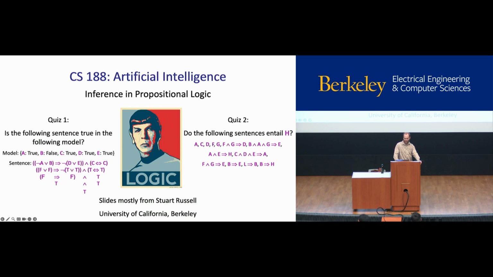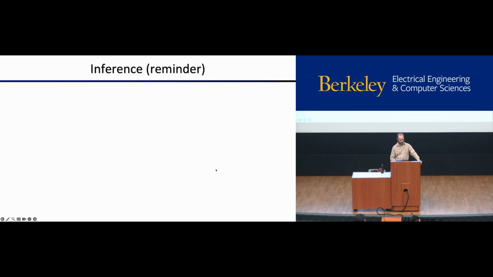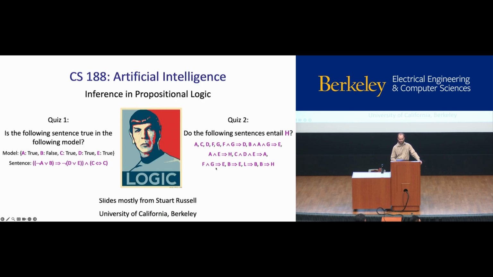E is not listed as one of these symbols, so this knowledge base doesn't say that E is true. Maybe we could derive it, but it's not listed here yet. So we can't yet imply H from here. But if you look down here, we have F and G, so we can conclude E. There's F, there's G. We could also conclude D, by the way, but it's not going to help us. We have F and G, so we can conclude E. Then we have A and E, so we can conclude H. So H is entailed.